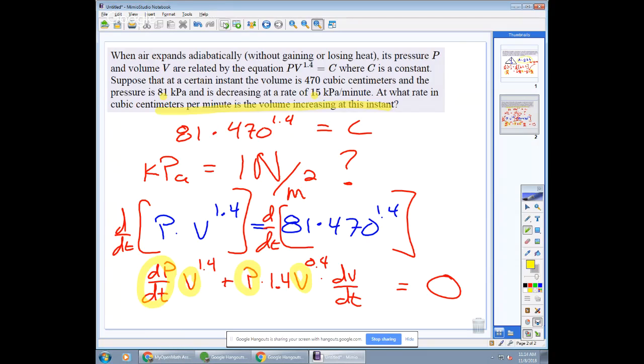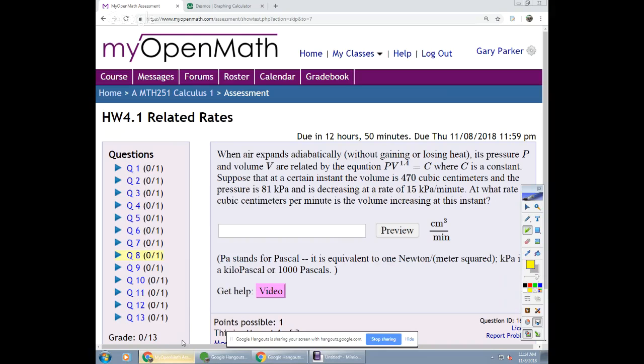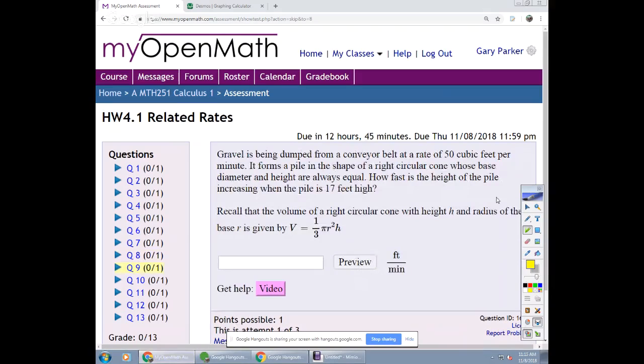Moving on. And again, I will post these notes if you didn't quite get all that. Look back at it. Number 9, is that what was next? The grain one, or gravel in this case. All right, screenshot.